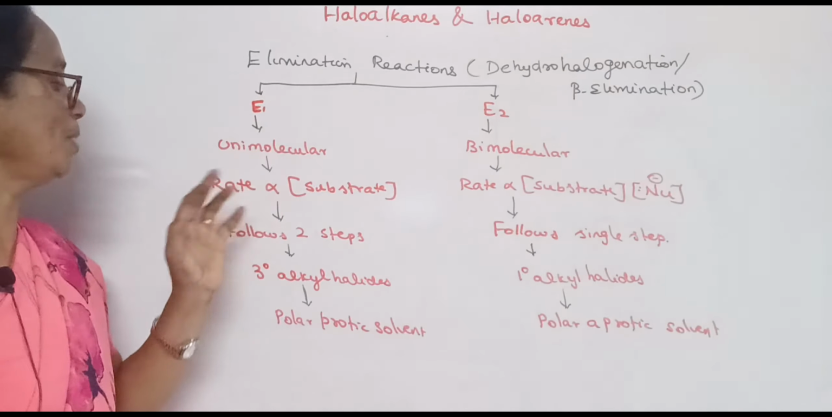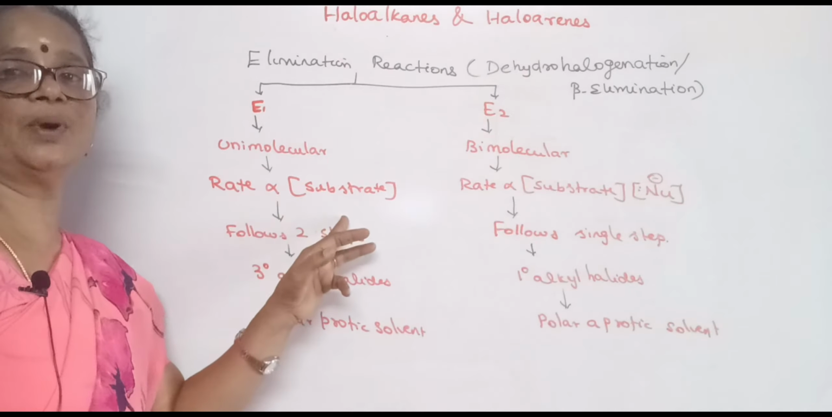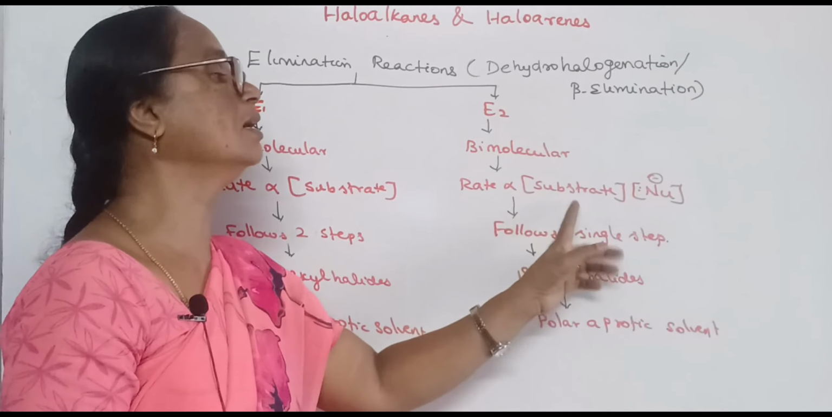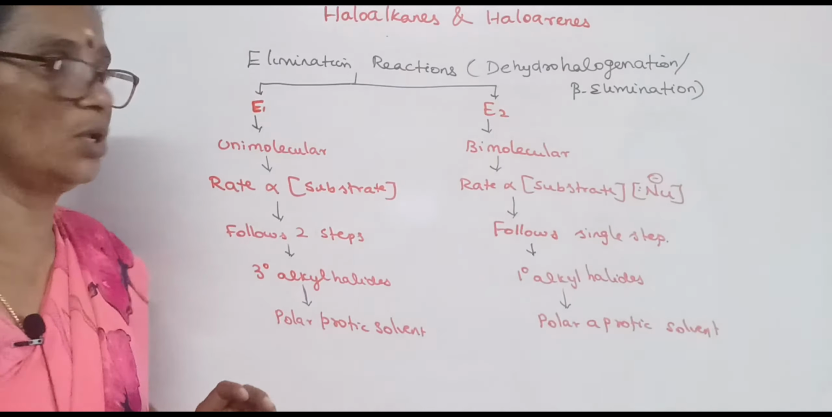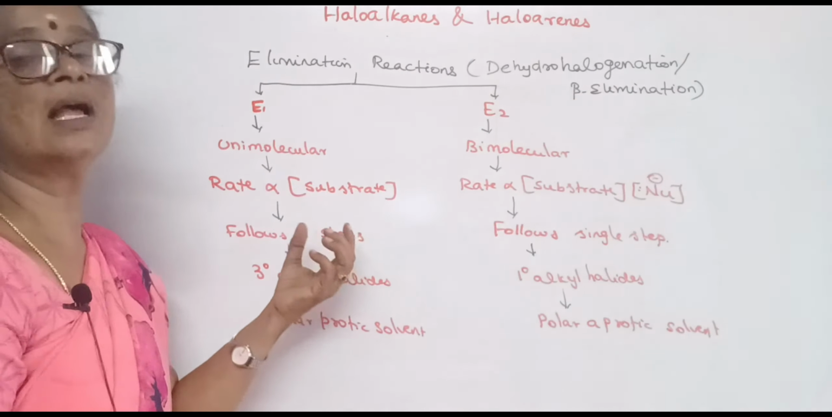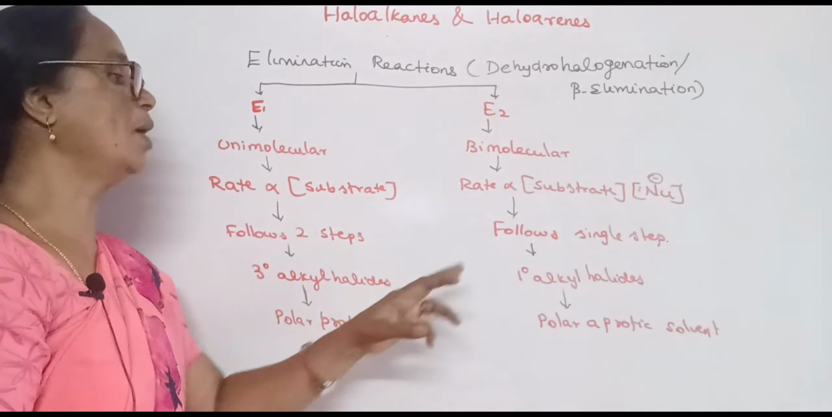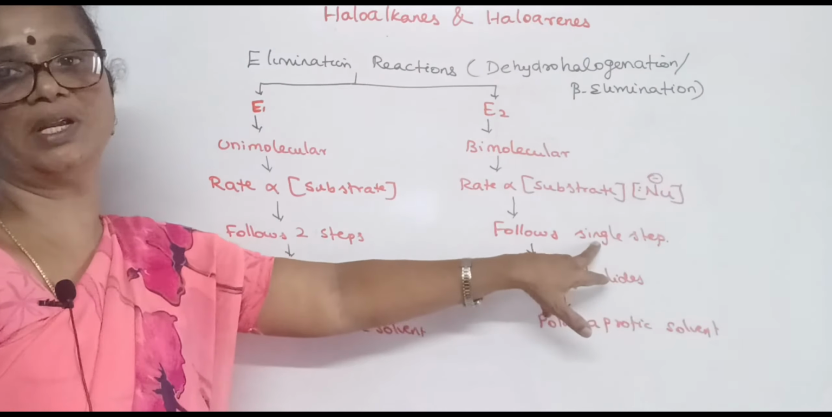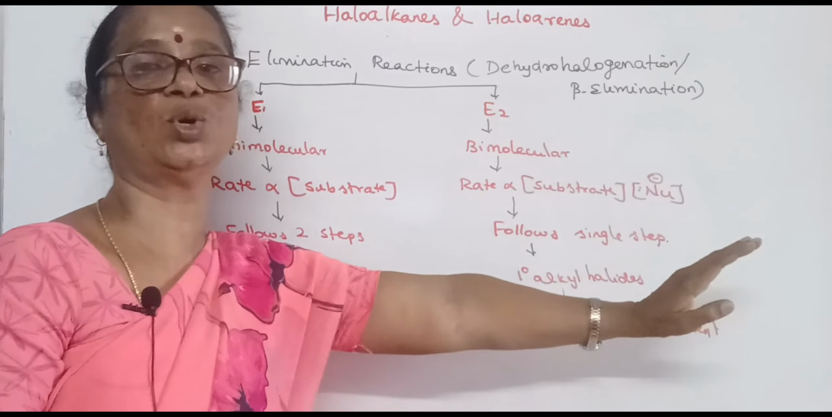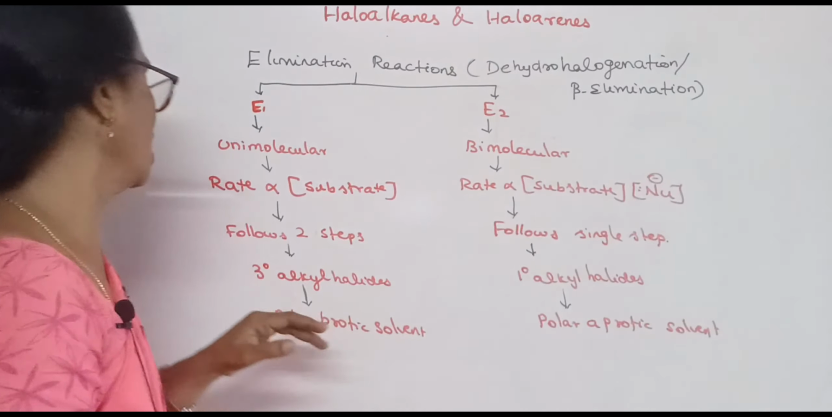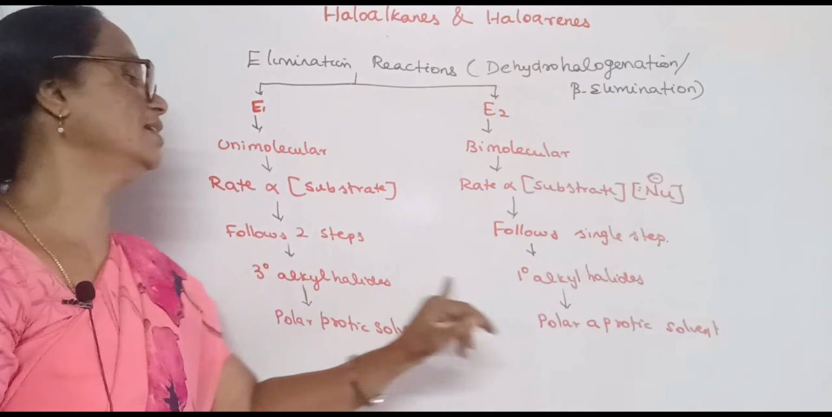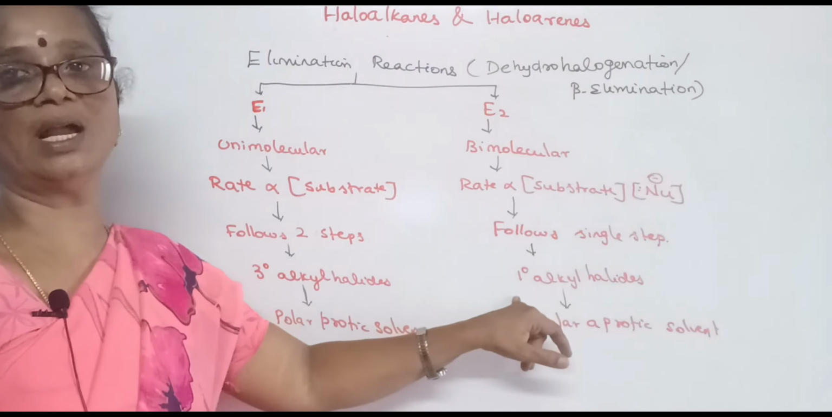See, in a unimolecular reaction, the rate of reaction depends only on the concentration of the substrate, while in E2 the rate depends on both the concentration of substrate as well as the nucleophile. The unimolecular elimination follows two steps, in which once again an intermediate carbocation is formed, but E2 follows a single step reaction. That means the simultaneous approach of the nucleophile and the elimination of the leaving group take place together. The unimolecular reactions are favored by tertiary alkyl halides, while bimolecular reactions are favored by primary alkyl halides.